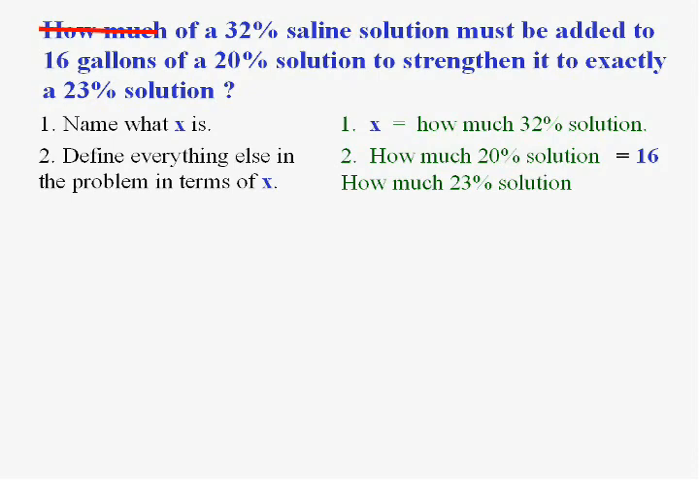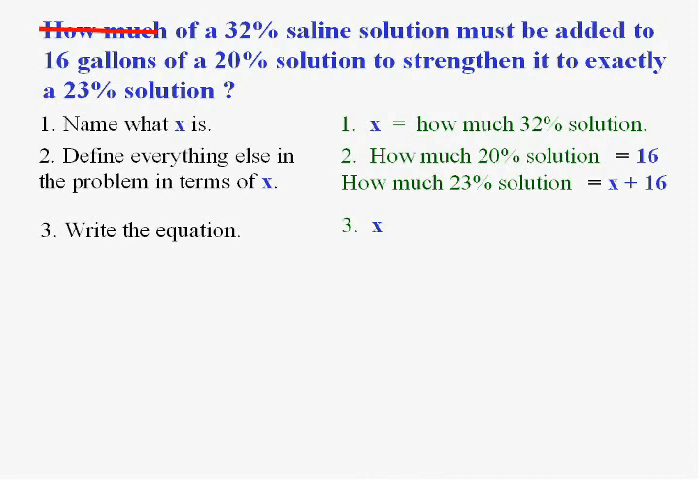What else is involved? How much of the 23% solution? Now, that's what we're going to end up with. We're going to put x into our 16 gallons. Here's where it gets difficult. Not that hard. What are we going to get? X plus 16. We're pouring x into 16, so we're going to end up with x plus 16. Don't make this difficult. So, we can write the equation.